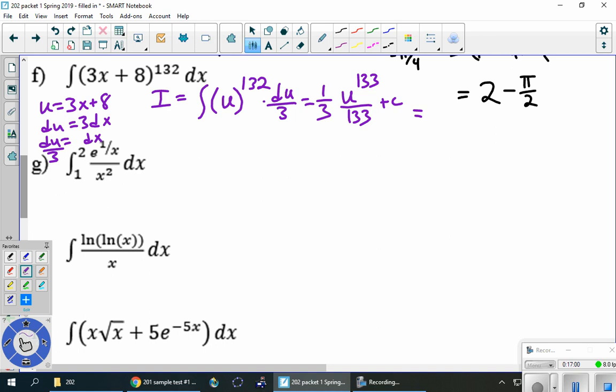U to the 133, now we just change the u back to 3x plus 8. So that is to the 133. Let's just multiply these two denominators, 399 plus c.